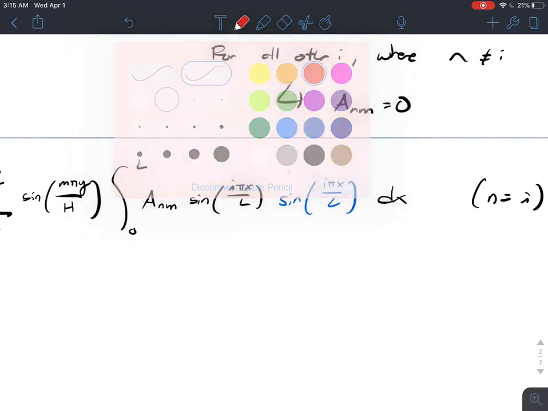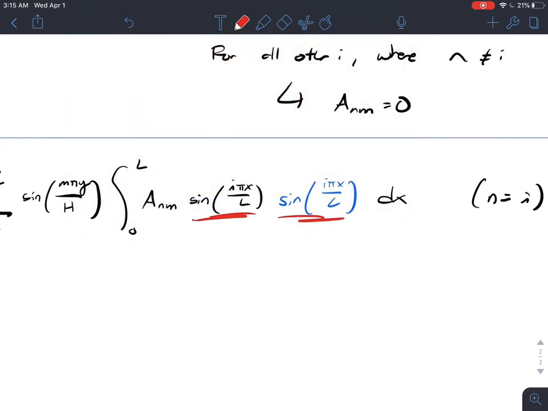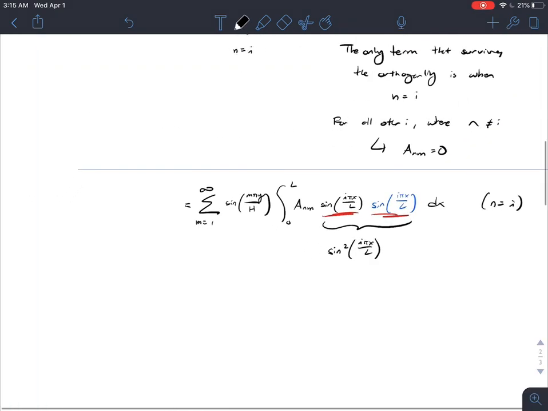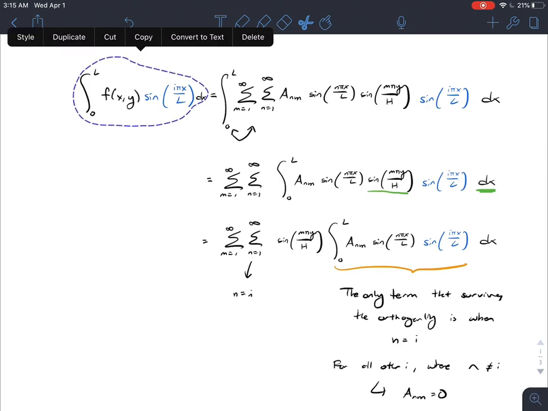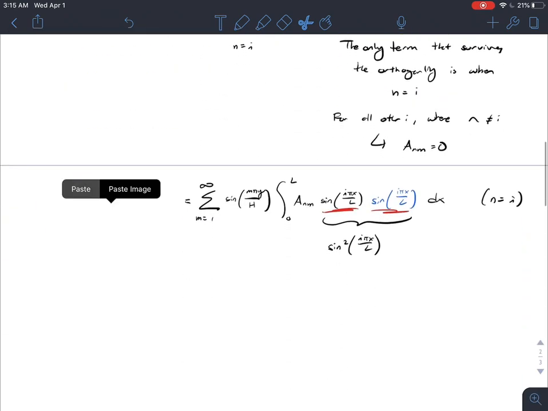But notice that these two functions, which I'm underlining in red right now, are the same thing. So we can consolidate them as sine squared I pi x over L. Let's bring down the left-hand side. The left-hand side doesn't really change because we don't know what f of x is.